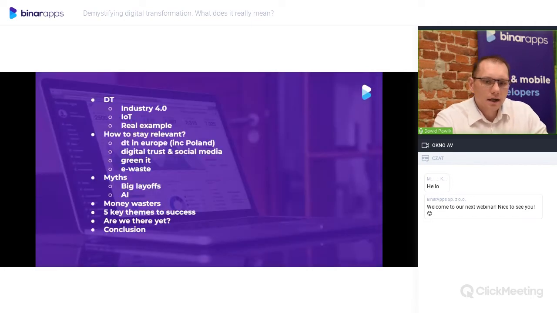Okay, so this is how the agenda looks for today. We are going through defining what digital transformation really is and how to stay relevant to the market. We will then look at the myths and fears about it, and then we will think about budget control. And at the end, we will discuss things that can make your digital transformation successful.